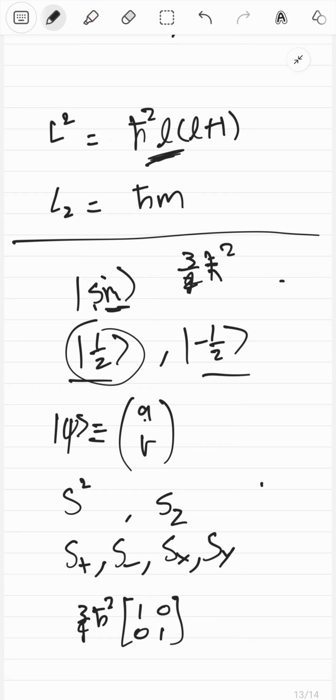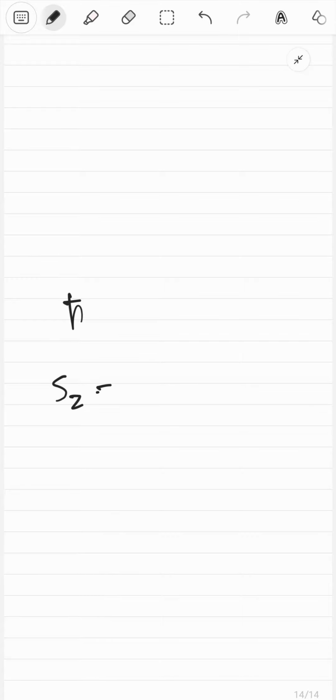It's just 3 by 4 h bar squared, right? And so your S square operator is basically this thing, and it acts on AB. It gives precisely 3 by 4 h bar square AB back. So yeah, this is an eigenvalue, pretty obvious. Now SZ is slightly different. SZ is this thing, h bar, and then the matrix 1 0 0 minus 1.